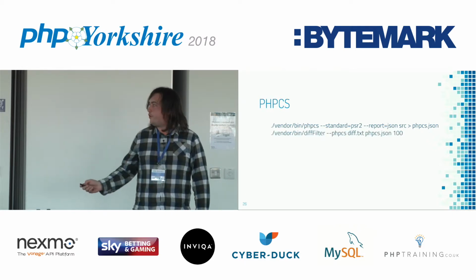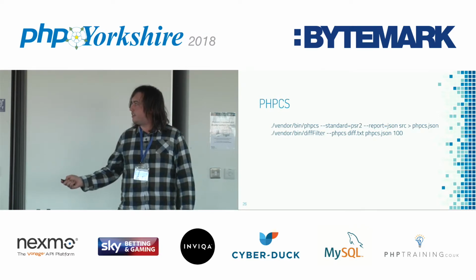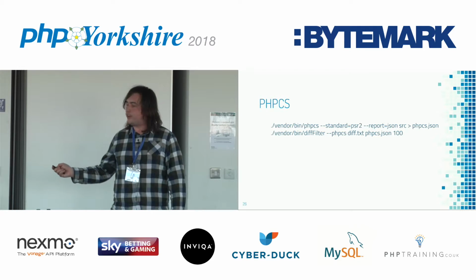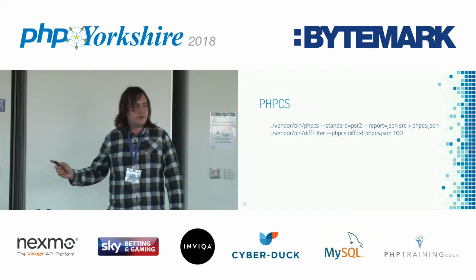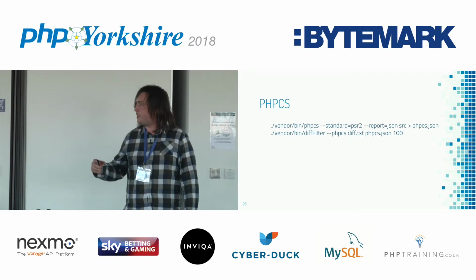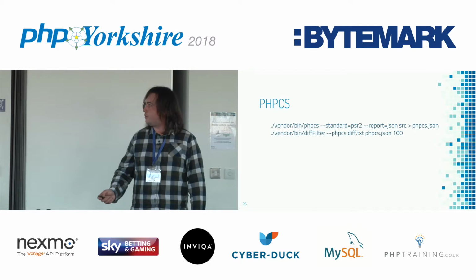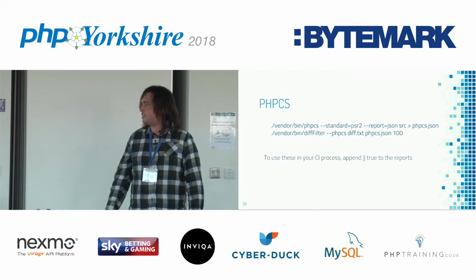When you've got your diff from before, you run the diff filter. So vendor bin diff filter, say it's a phpcs file, pass in the diff, so the diff.txt, the phpcs.json, which you've just generated, and the 100 at the end. That means 100% of your pull request has to be covered by phpcs standards of PSR2. It does default to 100, so if you ignore the 100, it is the same thing.